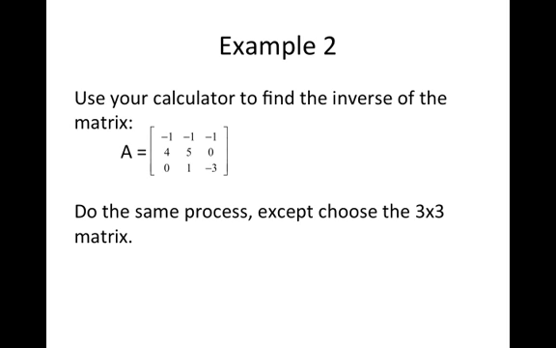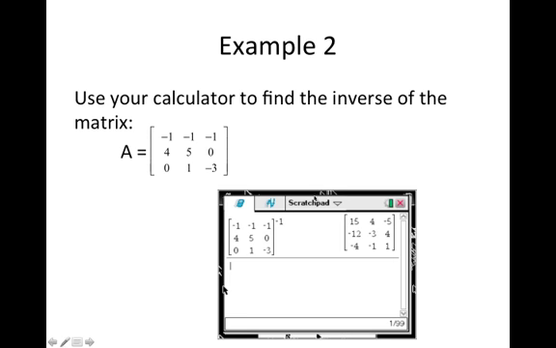All right, we want to use our calculator to find the inverse of the matrix A. So I want you to do that same process, except choose the 3 by 3 matrix and then see if you get the inverse. So you're going to pick the 3 by 3 matrix, you're going to put these elements in, you're going to arrow to the outside, you're going to pick the rooftop key, the superscript key, and then you're going to put in negative 1 and enter, and you should end up with 15, 4, negative 5, negative 12, negative 3, 4, negative 4, negative 1, 1.